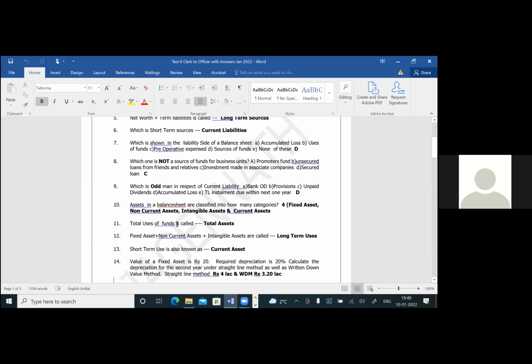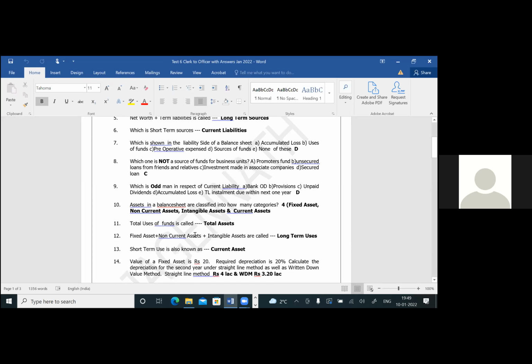Question number 11. Total uses of funds is also called total assets. Okay, total liabilities, total sources. Similarly, total uses of funds is called total assets. Very simple. Then question number 12.